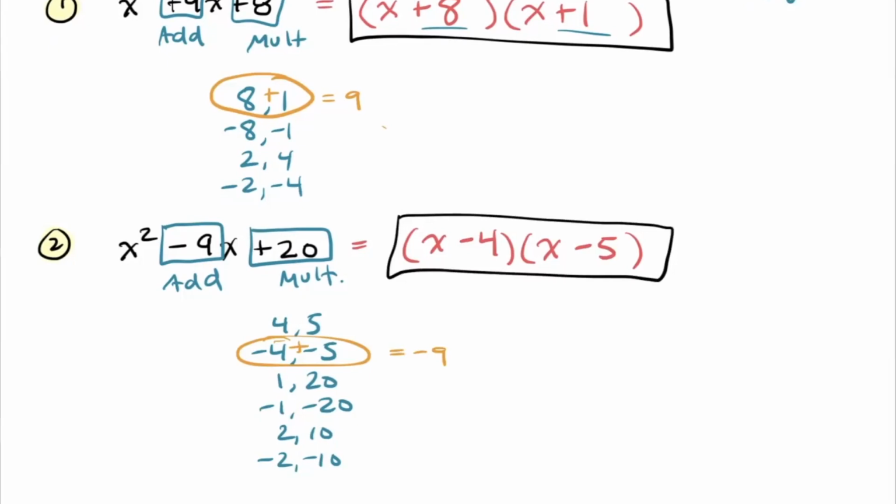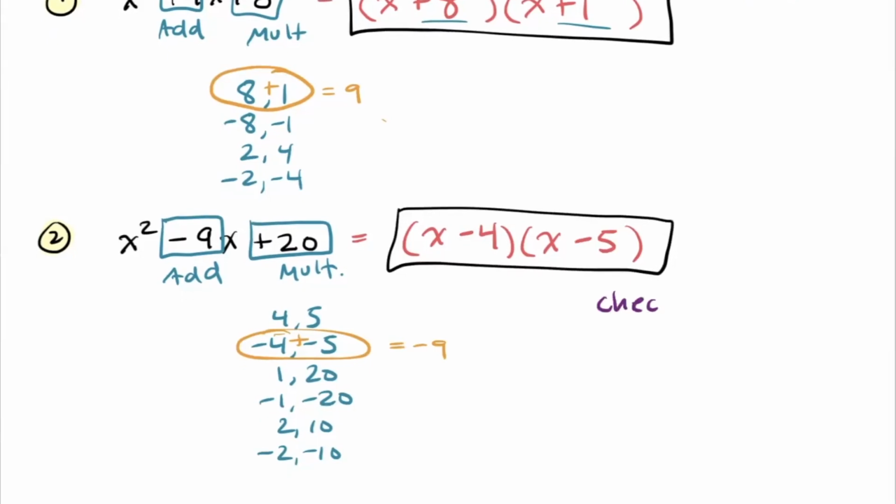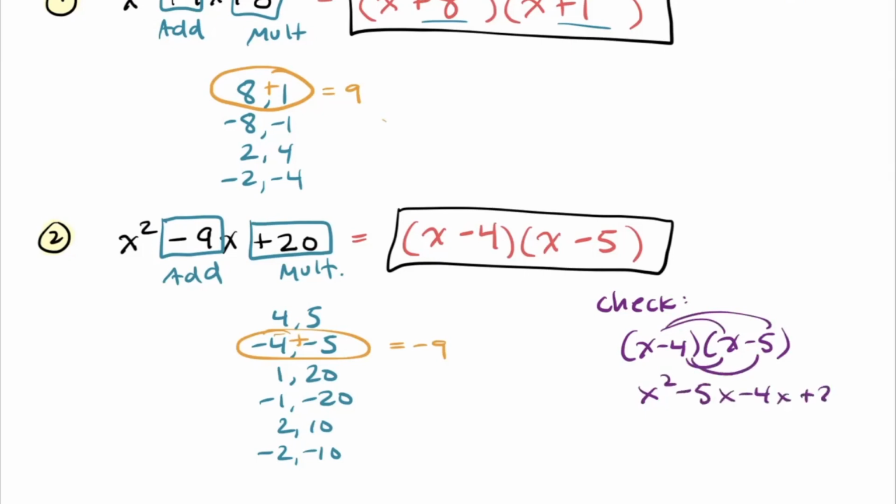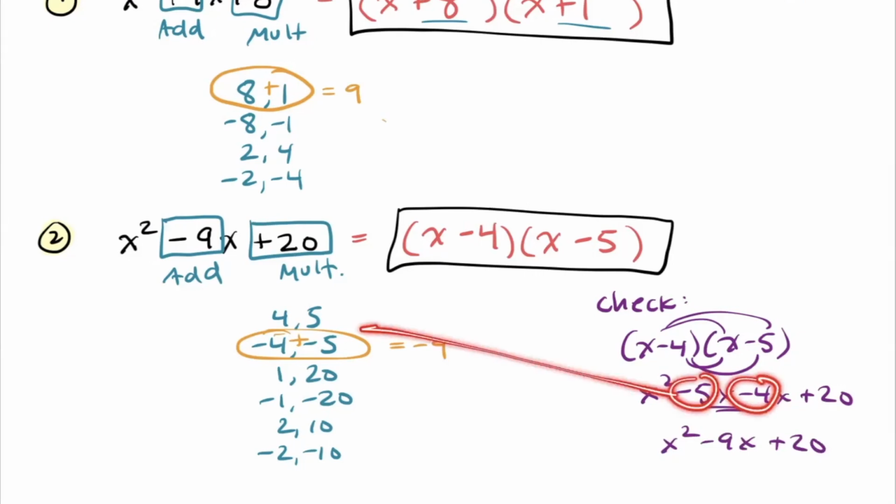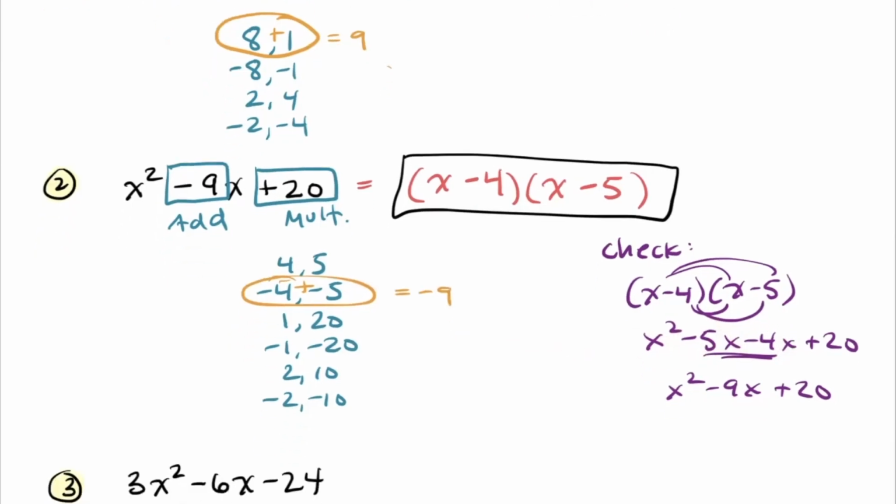Right, and you can always check if you were to FOIL this out. I didn't do this with the first one, but you could always undo this and see first gives us x squared, outer gives us -5x, inner is -4x, last is positive 20. These combine to give you -9x. And that's exactly why we're looking for the -5 and the -4, so that they combine to give us that middle term.